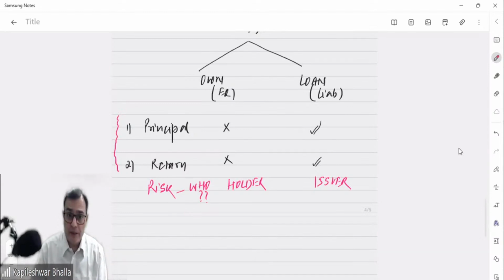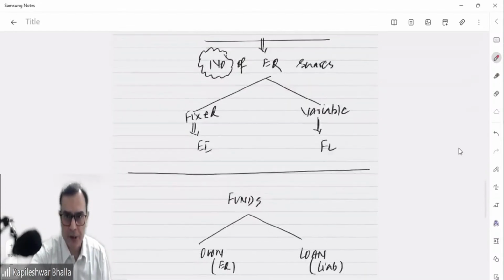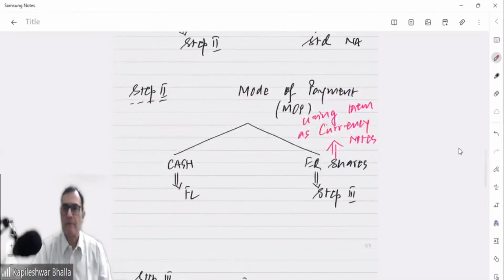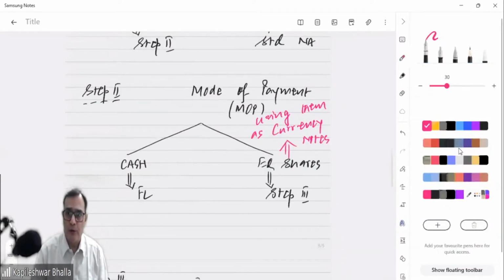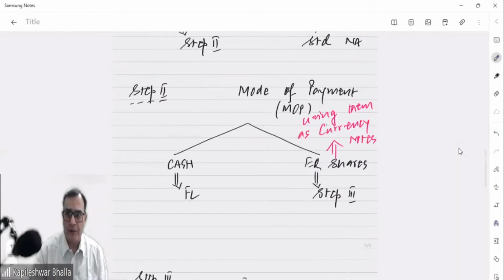So if you look at things from the point of view of the risk factor, when you say that it's an own fund, the risk is of the holder. And when you say that it is a loan fund, then the risk is of the issuer. Now, let's get back and connect this out here. Now let's have a look at step number 2, and let's identify this together.